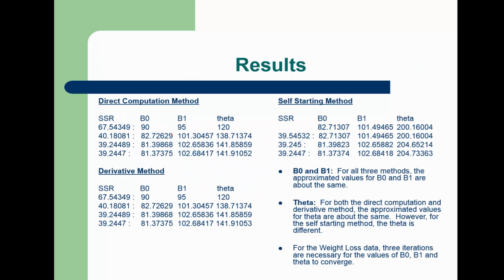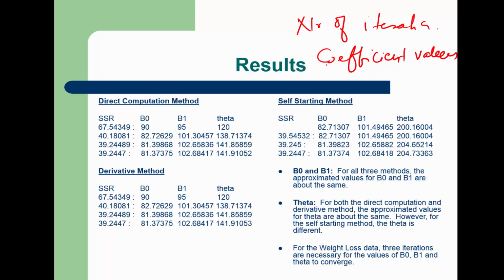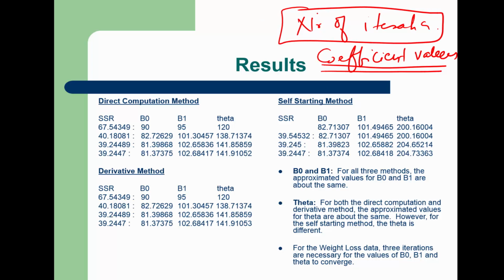At the end of the day, what matters is the final values of beta naught, beta 1 and theta, and that they should ideally be the same. Also what matters to you is the number of iterations and the coefficient values. The coefficient values should ideally be the same in all methods. The number of iterations of course will differ. The one that has fewer iterations is the one that should be preferred, because that takes less computational power.